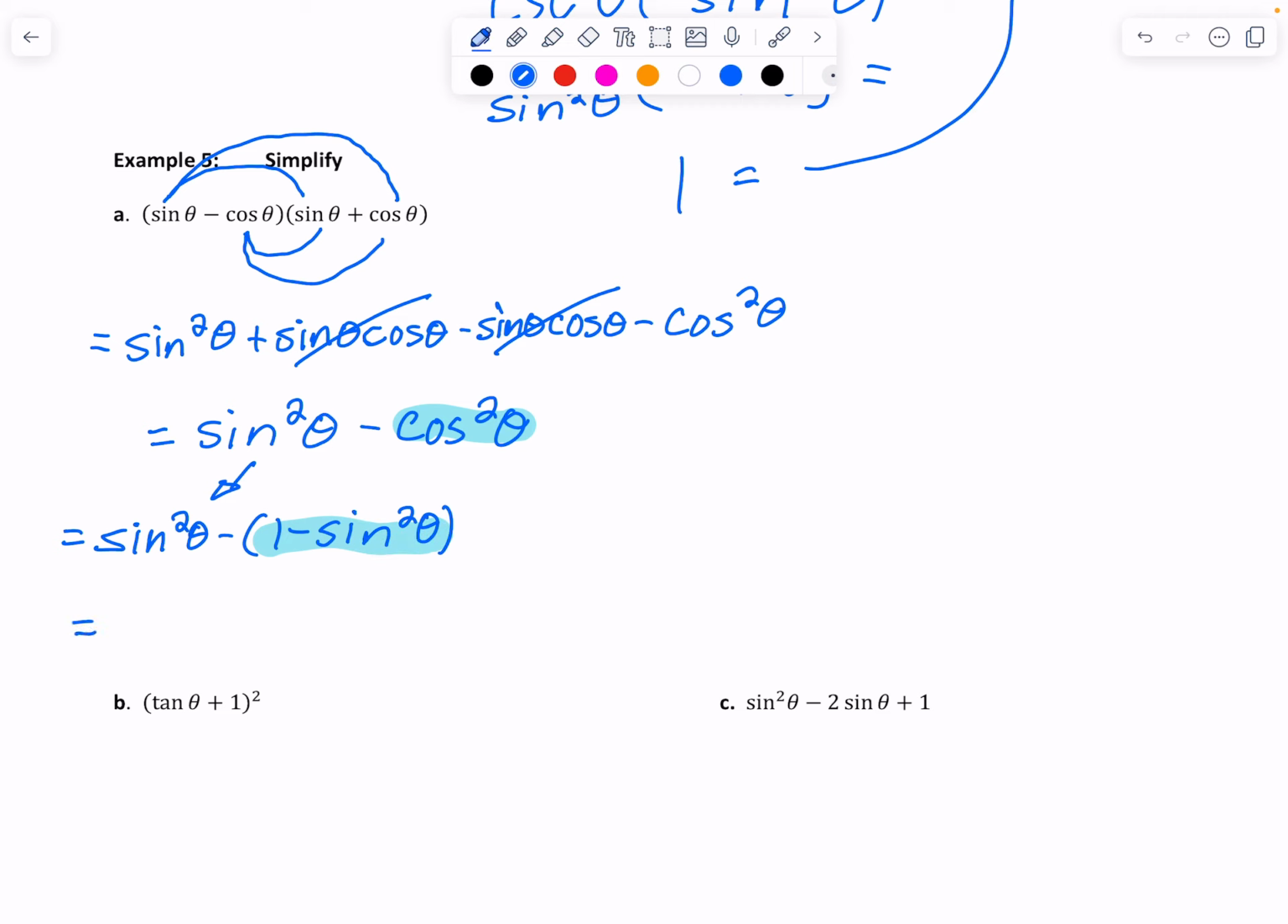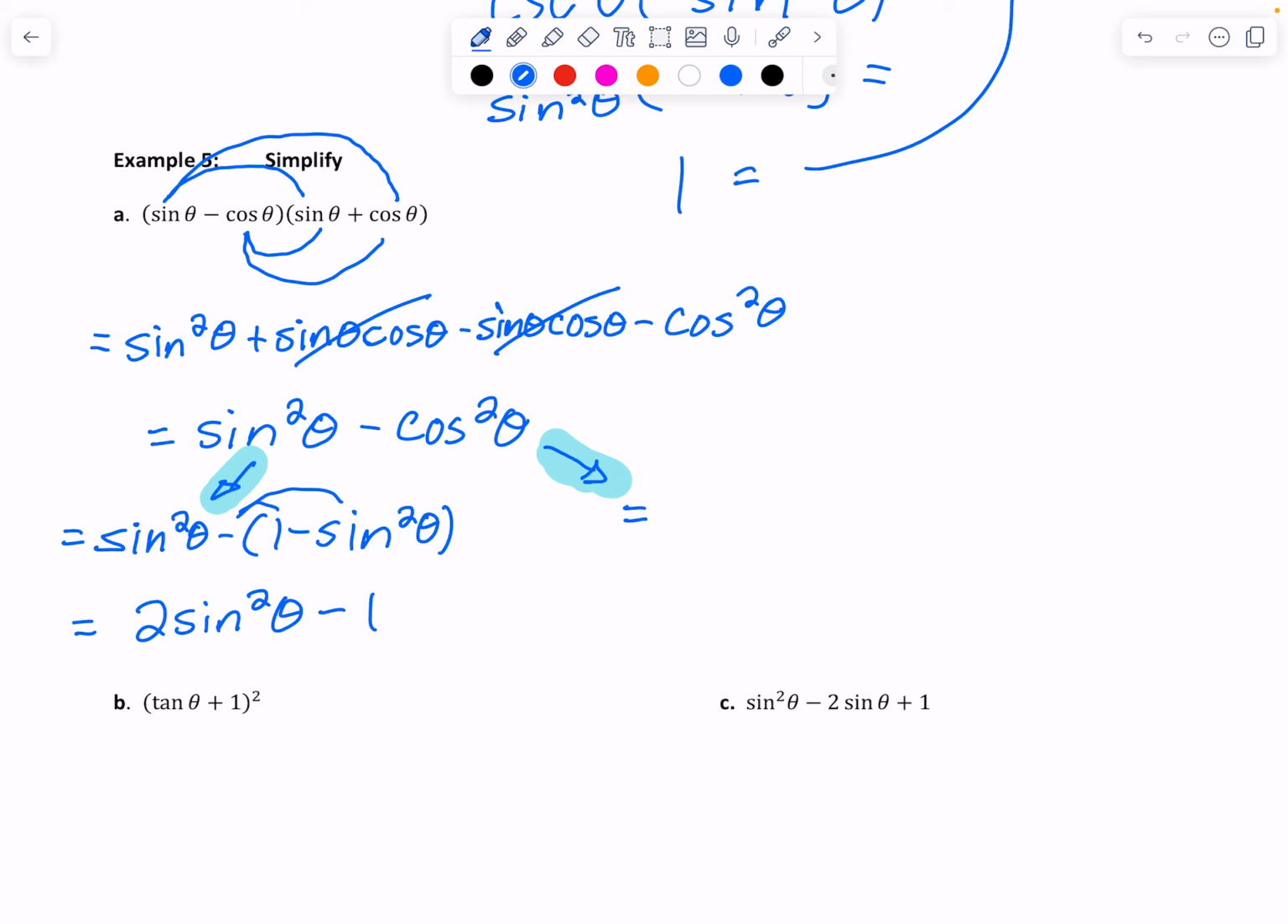Okay, this turns into 2 sine squared theta, right? Because this negative goes to both, so it makes a positive. And then I'm going to have a minus 1. Okay, I also could have taken a different route. I want to highlight these two different routes so we know we went two different ways. That's one answer. Or I could have replaced the sine squared.